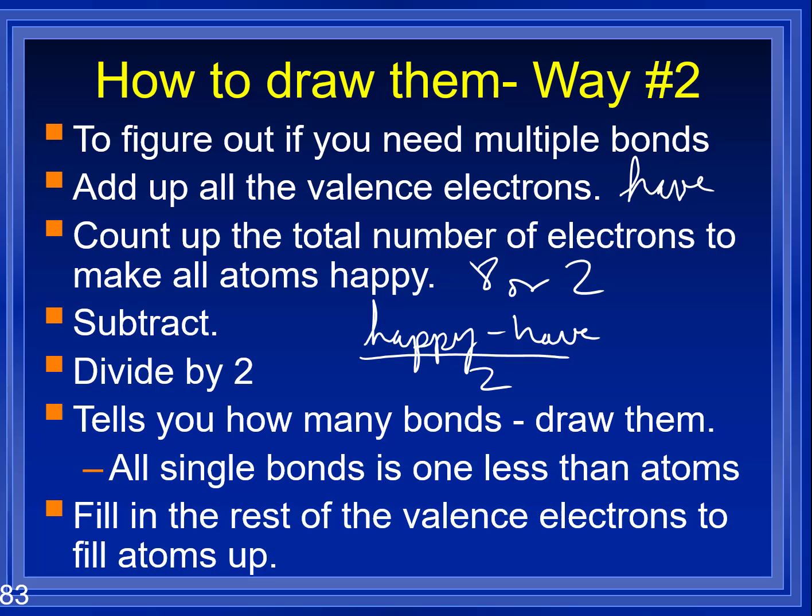And then once you've drawn in the bonds, fill up the atoms. Everybody's going to look like a noble gas. When you're done, check to make sure you have the right number of dots, because when you started this, you said, this is how many dots I should have when I'm done. That should be the last thing you check. Did I draw that many dots, or lines, the equivalent thereof?